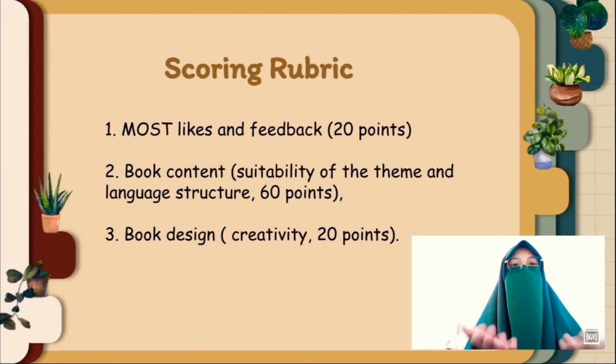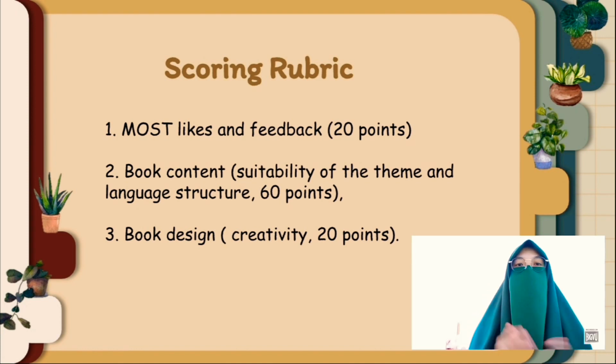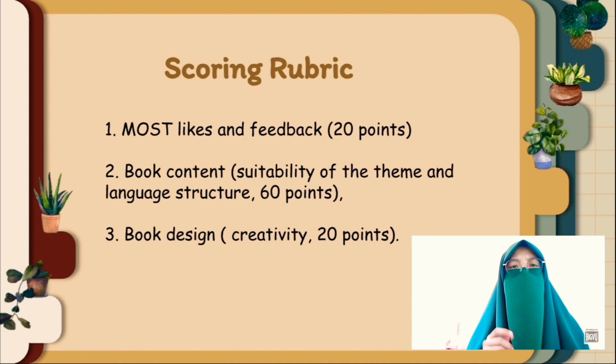And here is the scoring rubric. First, the highest number of likes and feedback reflecting your success in marketing your digital book, and the points is 20. The second is the digital book content, the suitability of the theme and language structure, 60 points, and the book design, assessing the elements of your creativity, 20 points. And each group consists of 5 people.